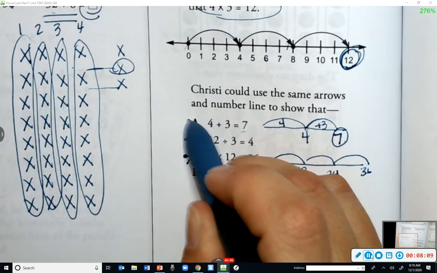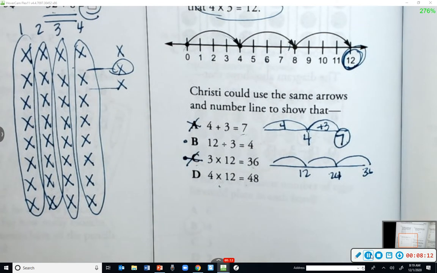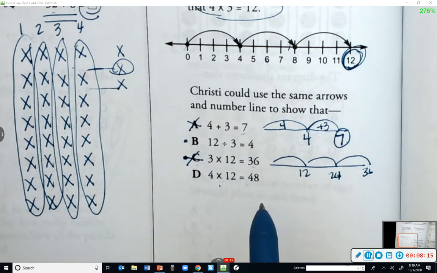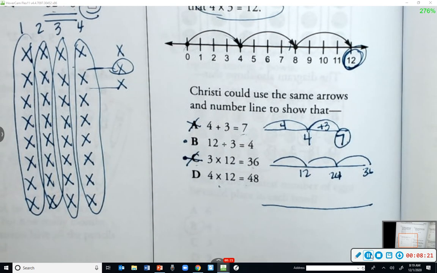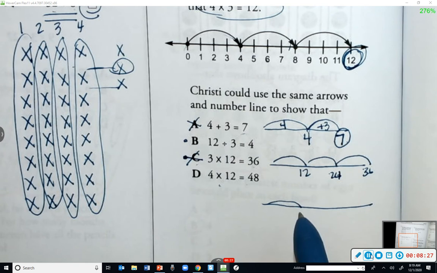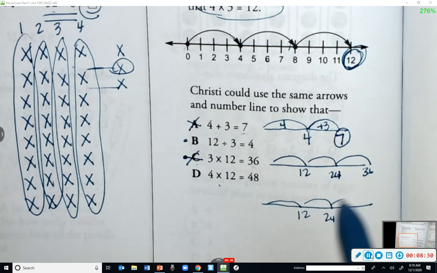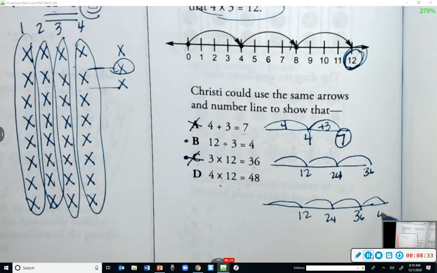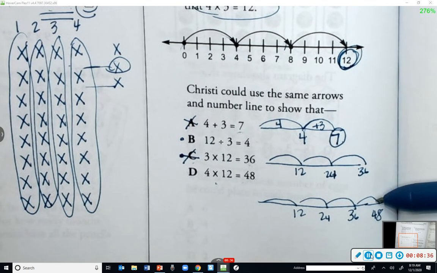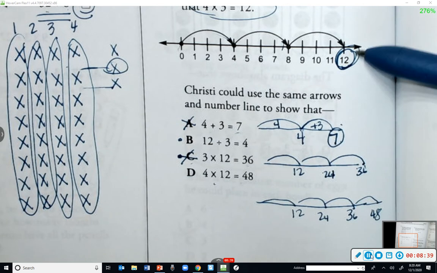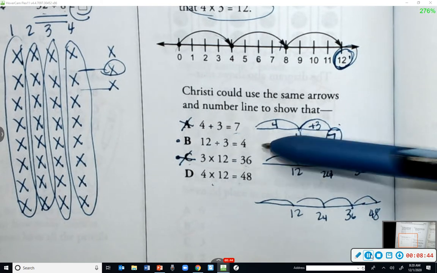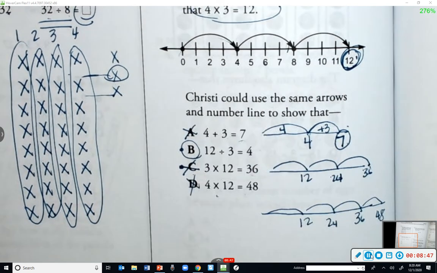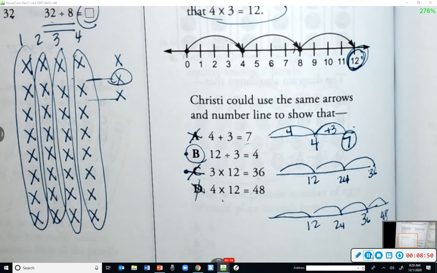Oh, cross that out. 4 times 12. What would that look like? You would do 4 jumps of 12. So 12, 24, 36, 48. Okay, so none of these number lines that we drew can match this one. The only one that would be able to use this same number line would be B. And it's in the same fact family. Okay. Any questions on that?